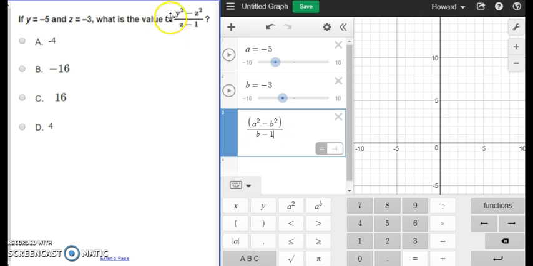And if you look, except for the fact that y is a and z is b, that problem looks exactly like it. No thoughts needed. I know that these two values are right, and we're done.